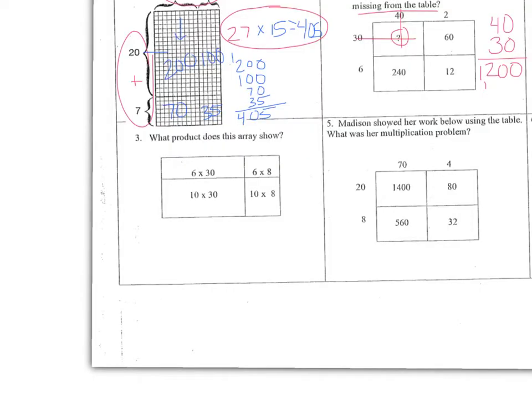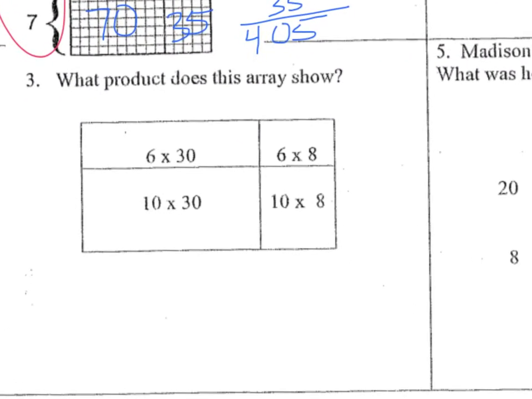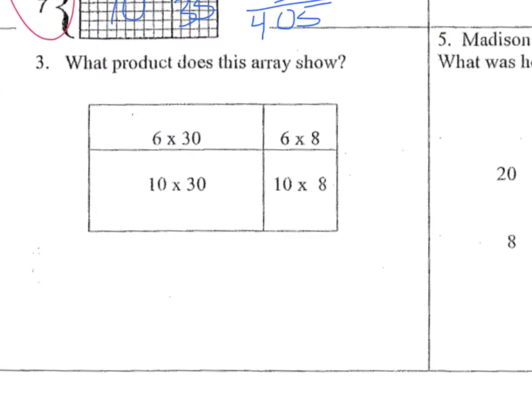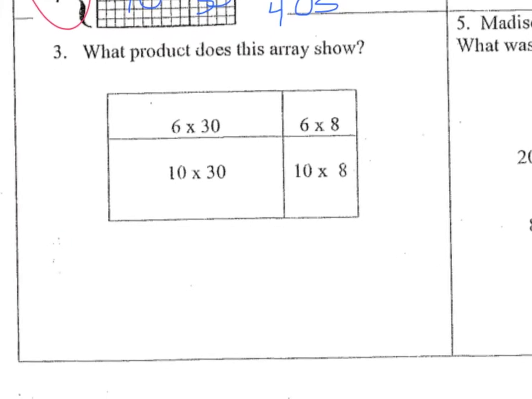Alright, now let's go down to the other number 3. Sorry for the confusion there. So we're looking down at number 3 here. What product does this array show? So we're looking for the final product. So what we need to do is say, well, what is 6 times 30? And that would give us 180. This gives us 300. That gives us 80. And that gives us 48.